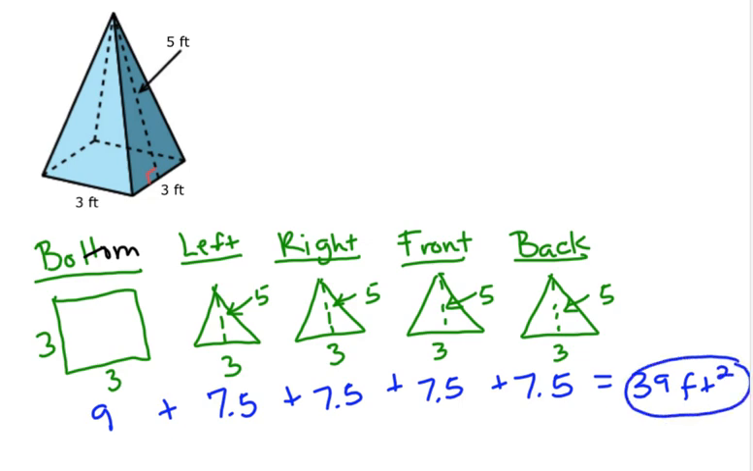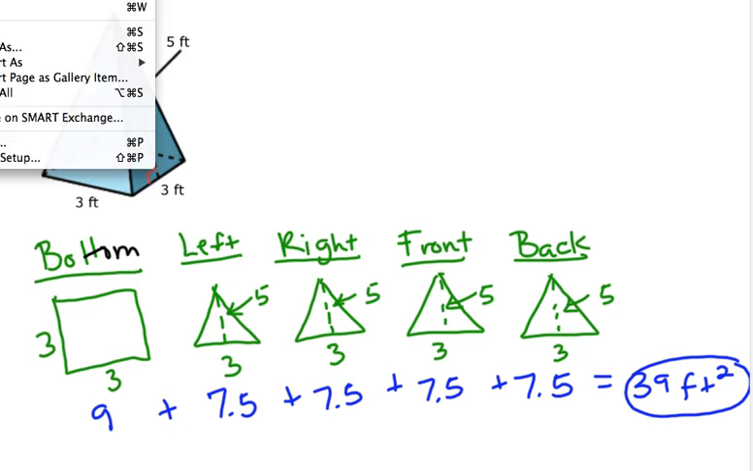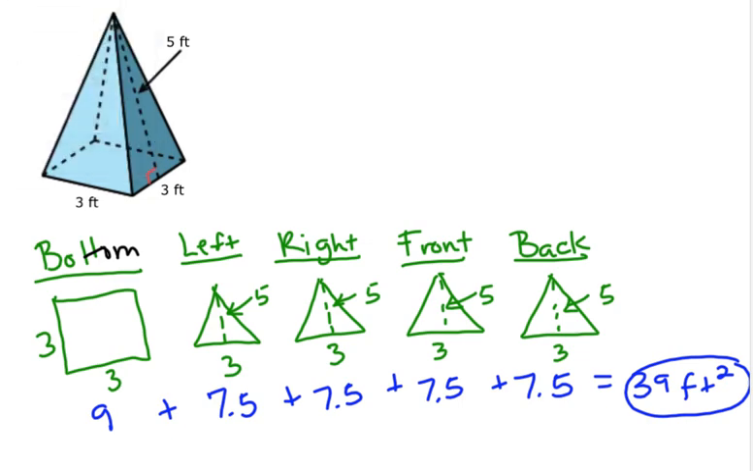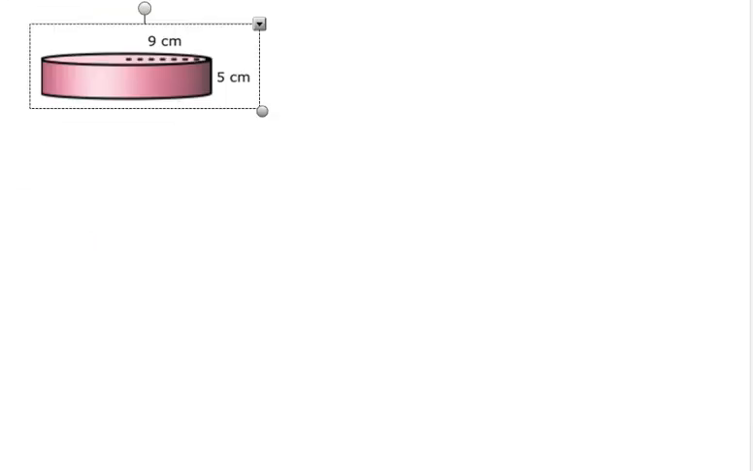That's your answer for that one. It's just the same repetitive pattern. If you can do a circle, rectangle, triangle, you can pretty much find any surface area. All right, moving on to a cylinder. So this one's a little bit tricky because there's no left and right or back and front.